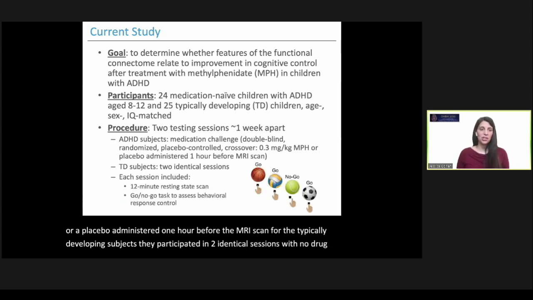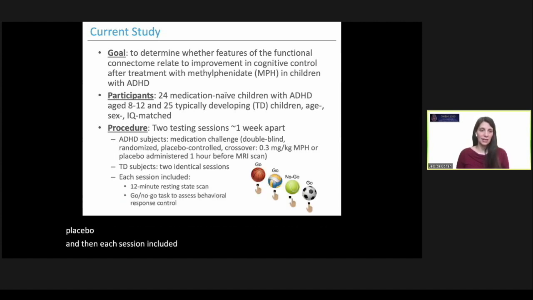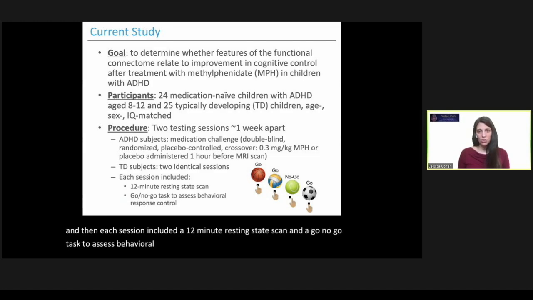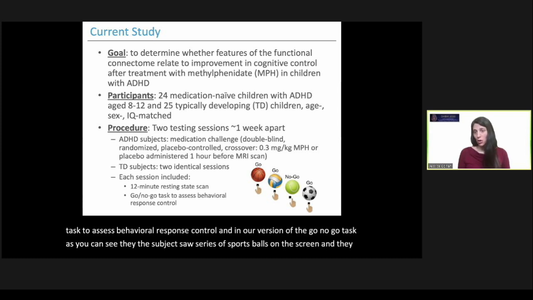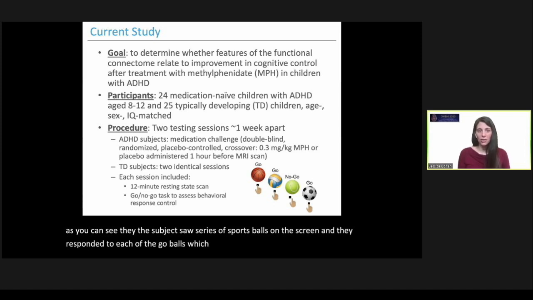And then each session included a 12-minute resting state scan and a go-no-go task to assess behavioral response control. And in our version of the go-no-go task, as you can see, the subjects saw a series of sports balls on the screen, and they responded to each of the go balls, which were approximately 80% of trials. And then on the other 20% of the trials, they were no-go balls. So this tennis ball, for example, and they were told to withhold their responses to these no-go balls.